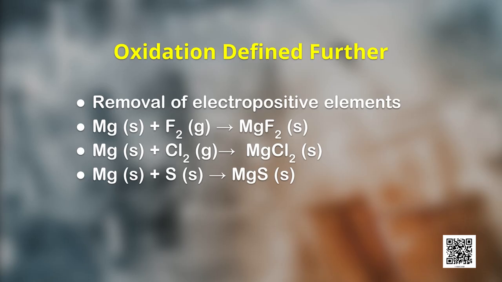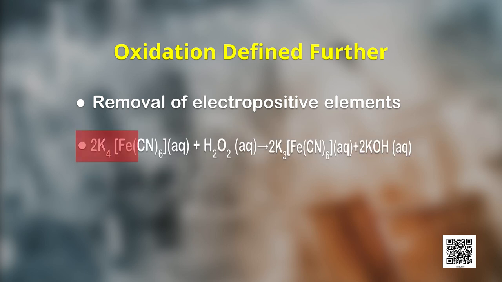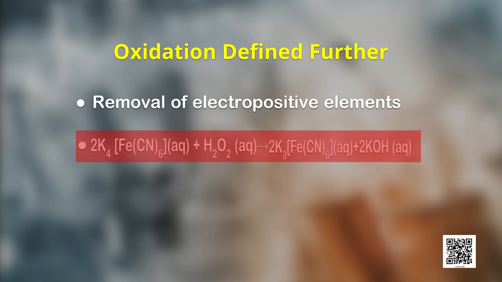As knowledge of chemistry grew, it was natural to extend the term oxidation for reactions shown here, which do not involve oxygen, but other electronegative elements. The oxidation of magnesium with fluorine, chlorine, and sulfur happens by loss of electropositive element, that is magnesium. In the second reaction, potassium ferrocyanide changes to potassium ferricyanide by the removal of electropositive element potassium.